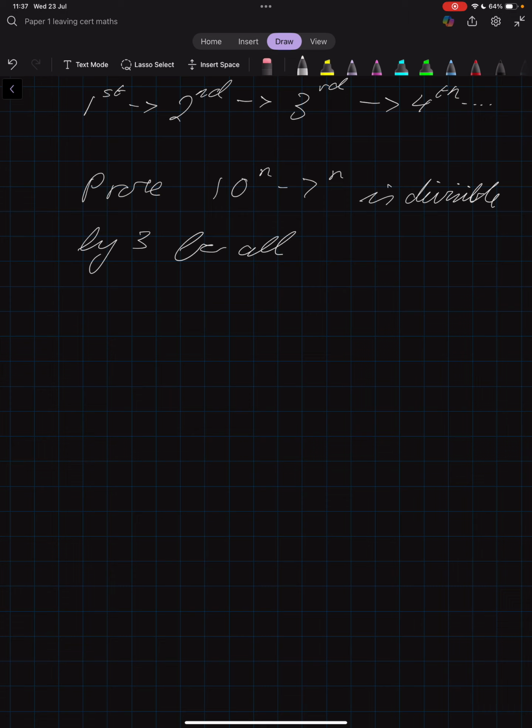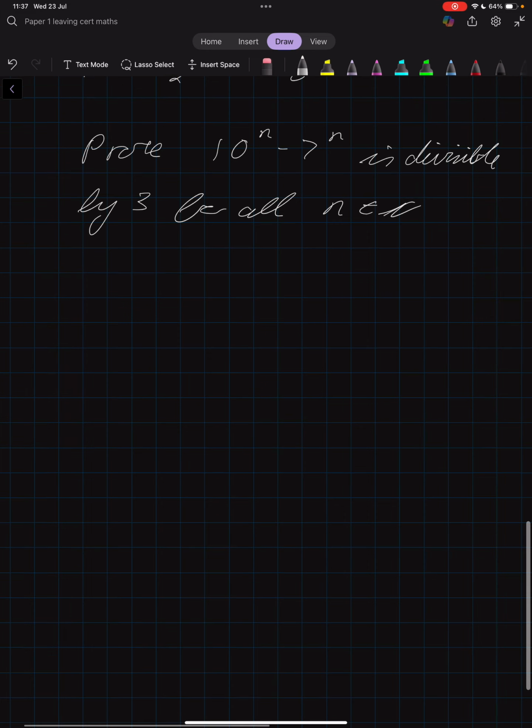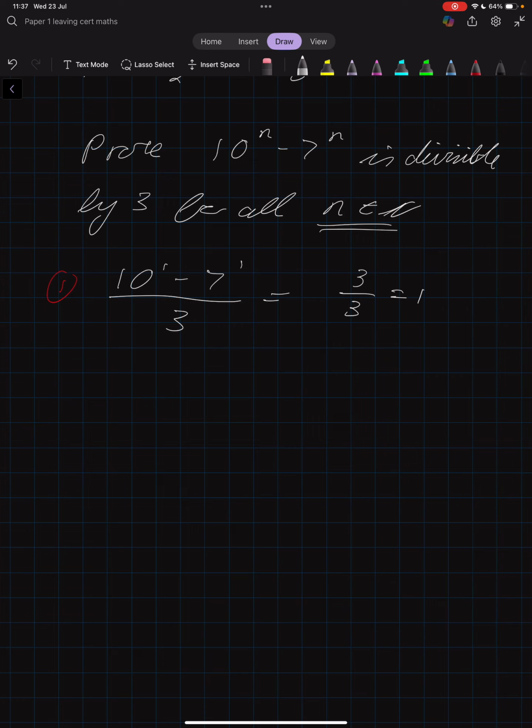For all n in N. Okay? So, very first thing, step 1, show that it's true for the smallest n. The smallest n we can have is n equals 1. So I need to show that 10 to the power of 1 minus 7 to the power of 1 is divisible by 3. This is 3 divided by 3, which is 1, and that's an element of Z.